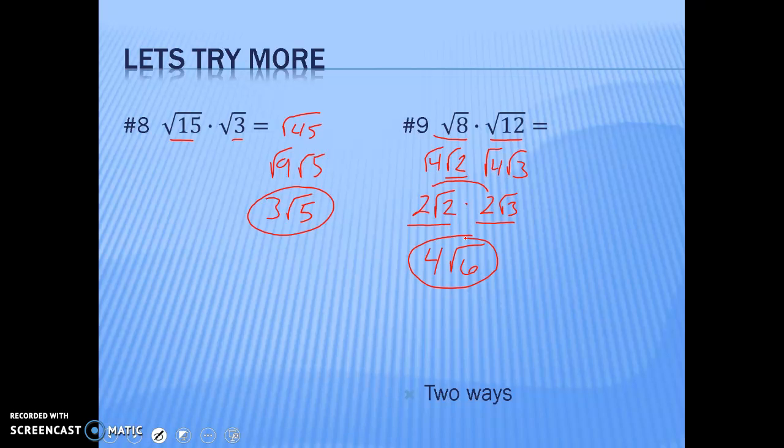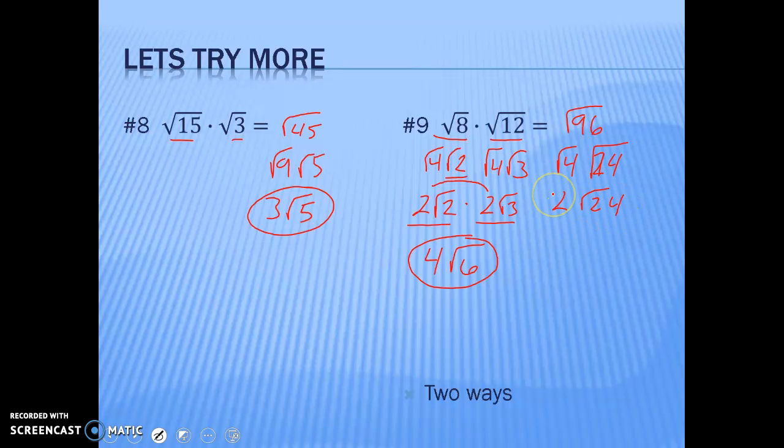Now the other way that I could have done this is I could have actually multiplied 8 times 12. 8 times 12 is 96. And then I'm going to try to figure out if there is a perfect square that goes into 96. And the biggest perfect square would be 16. But let's say that I didn't know that 16 went into 96. I think 4 goes into 96. And 4 goes into 96, I believe, 24 times. So this would be 4 times 24. Well, we know that the square root of 4 is 2 times the square root of 24.